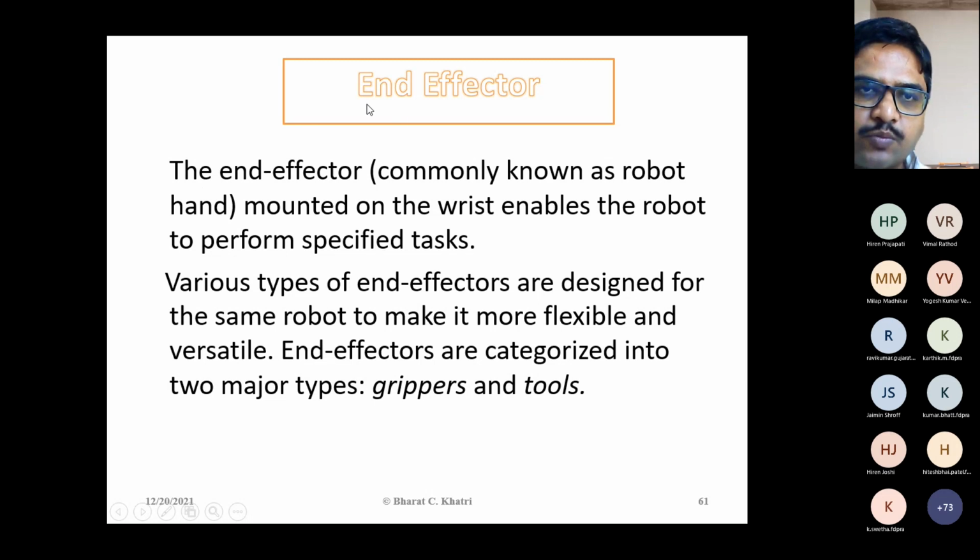The next component of the robot is the hand effector. So the hand effector, commonly known as the robot hand, mounted on the wrist, enables the robot to perform the specified task. So it is the hand effector that does the task, right? Likewise our hand and wrist, right? So hand effectors are categorized in two categories: there is a gripper and the tools. Either that is a gripper like human fingers, or you can mount directly a welding gun or something like that as a hand effector.